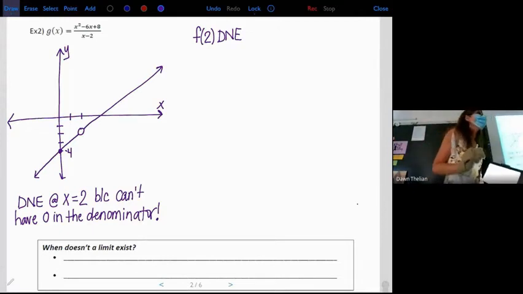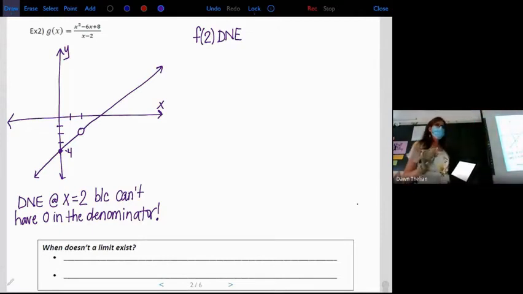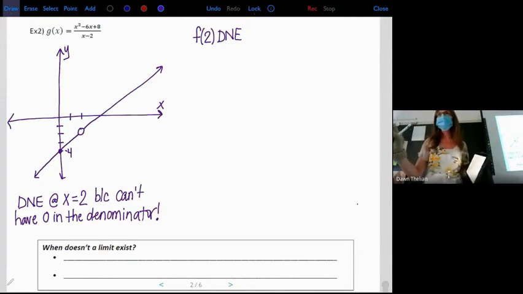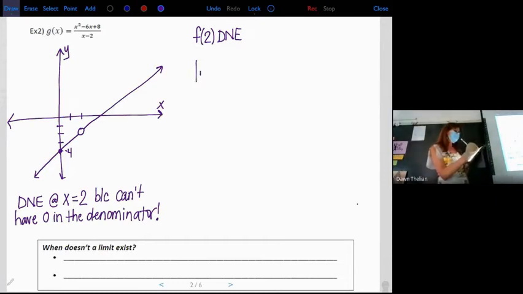Asking for a y value, though, is different than asking for a limit. What if I asked you instead the limit as x approaches 2 from the right? This is named g of x, actually, not f of x.